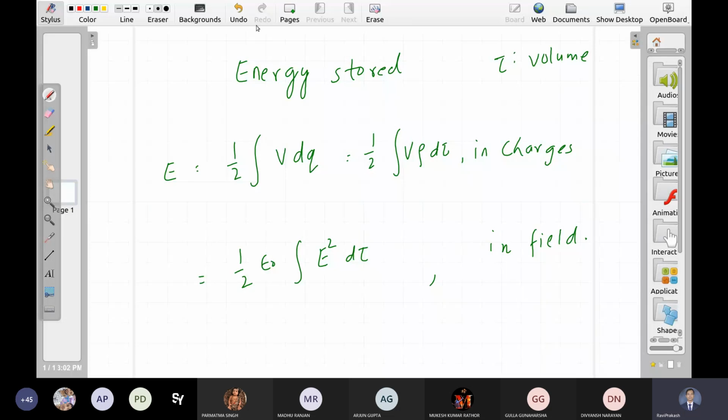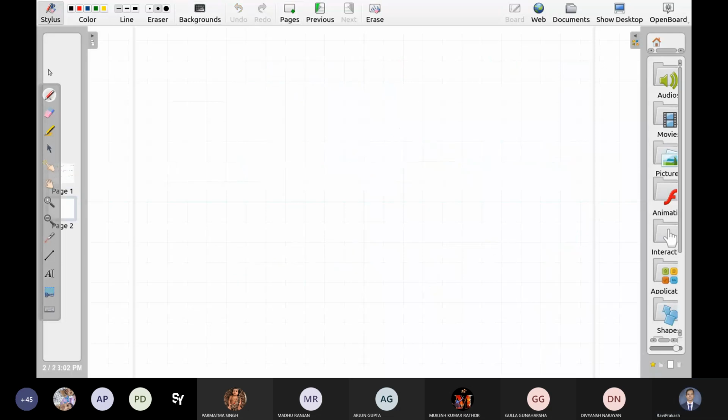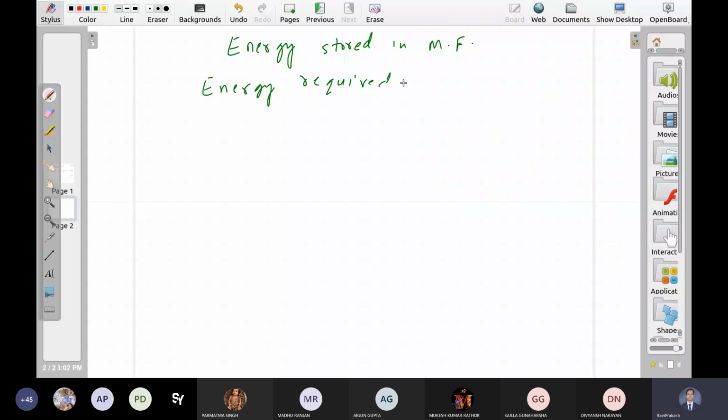Now if we have a magnetic field, how much is the energy stored in that field? This means the energy required to create the magnetic field. But how do we create a magnetic field?